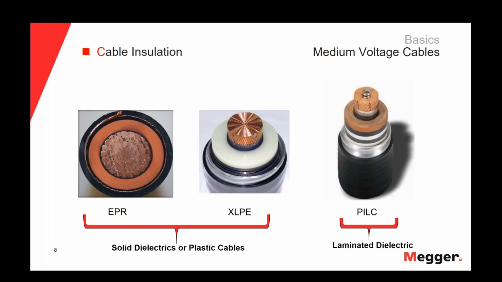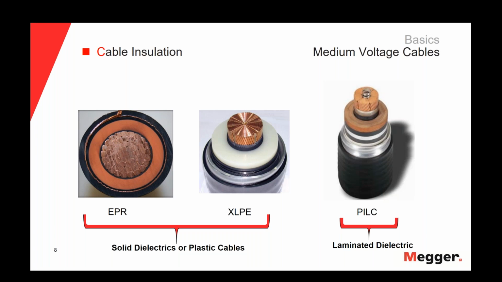Regarding the insulation for medium voltage cables, we have mainly 2 types of insulations. What we can call solid dielectrics or plastic cables, or also polymeric insulations. The EPR and the XLPE are the most common solid dielectric insulations in medium voltage cables. And the other type of insulation we have is the paper insulated cables, or also laminated dielectrics.